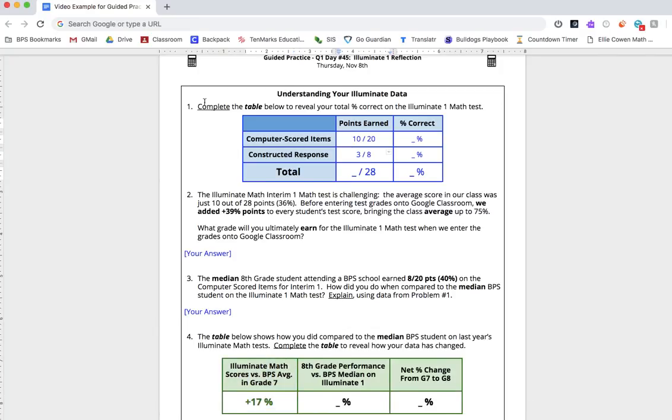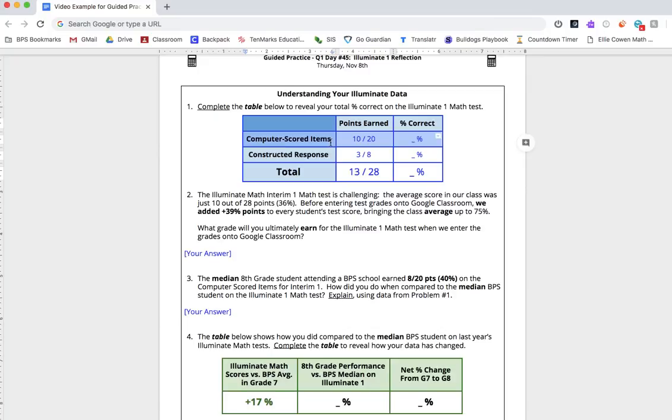First, let's take a look at this year's test. You're going to be asked to complete the table, and that's going to reveal your total percent correct on yesterday's Illuminate 1 math test. So for each one of you, the number of points that you earned for computer scored items and for constructed response items is going to be filled out here. Your job is to find the total and then find the percentages. So if I scored 10 out of 20 on computer scored items and I scored 3 out of 8 on constructed response, my total score would be 13 out of 28.